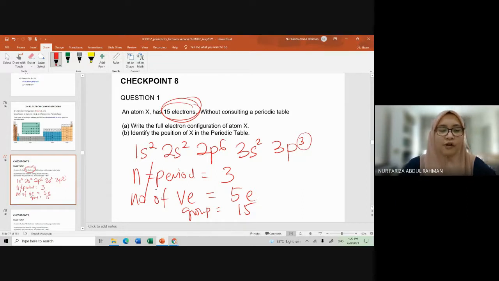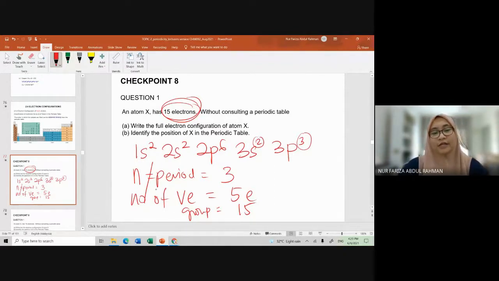Do not get confused on how you locate the X ataupun the elements in the periodic table. Nak locate tu ada banyak cara. Satu, kita boleh kira daripada S, 2 tambah 3. 1, 2, 3, 4, 5. So 2 plus 3 will be 5. Ataupun we can locate from the P block itself. Okay, starting from the left, 1, 2, 3. So ada beberapa cara dekat situ, but do not get confused on how to determine the group ataupun the valence electron dengan how to locate the electron in the periodic table.